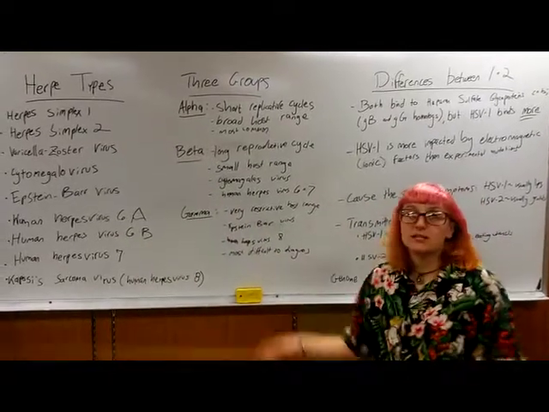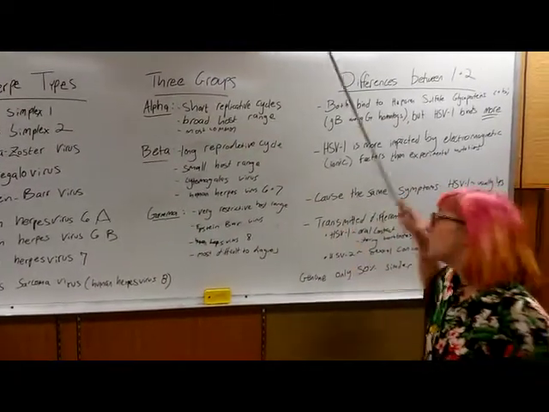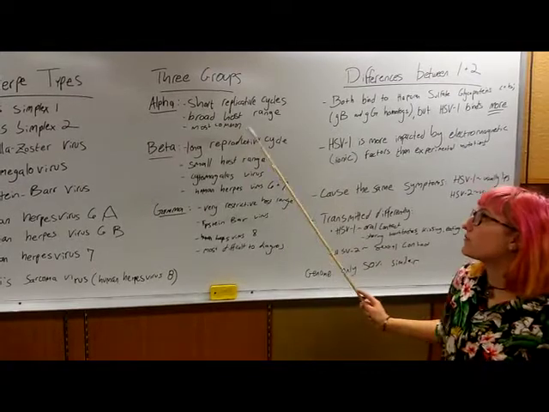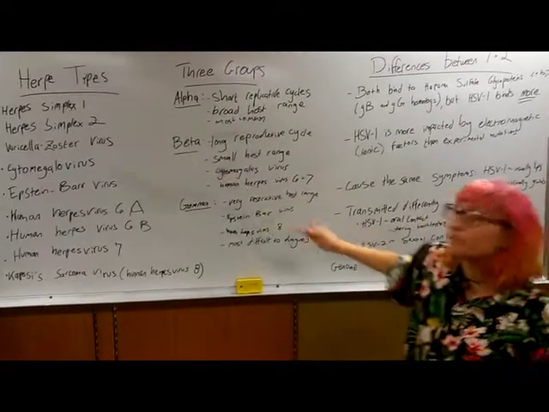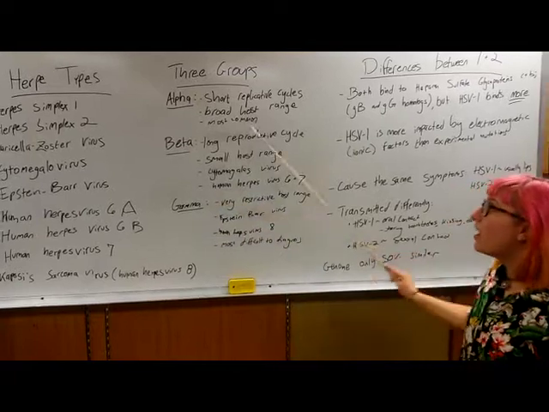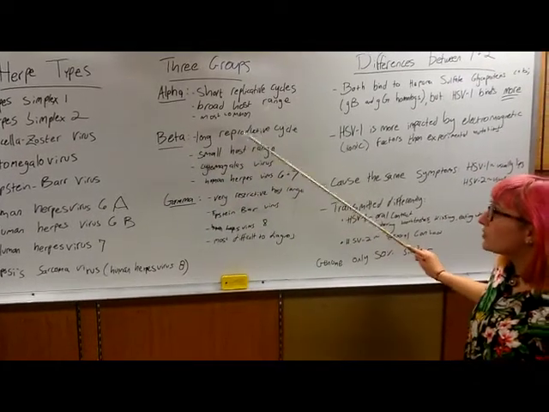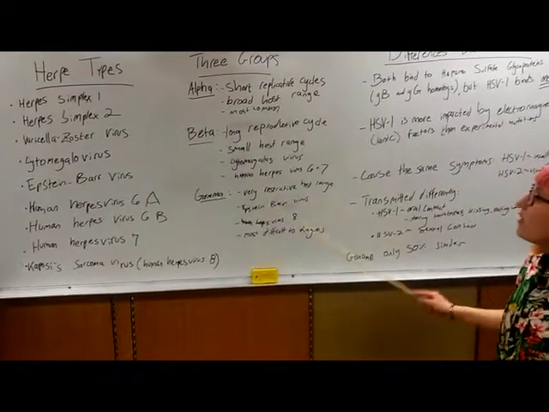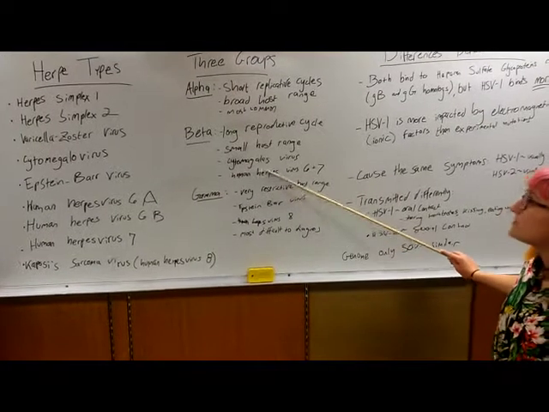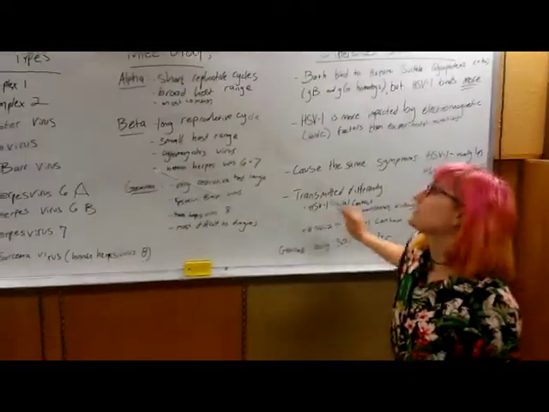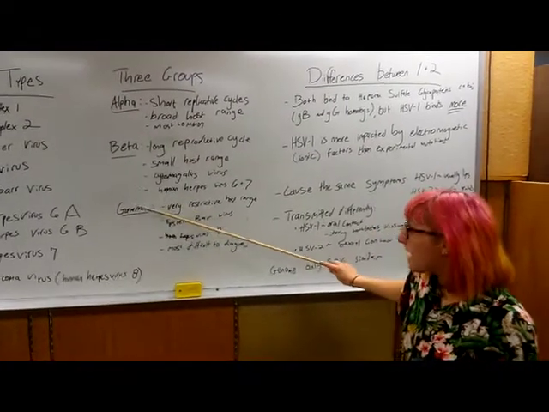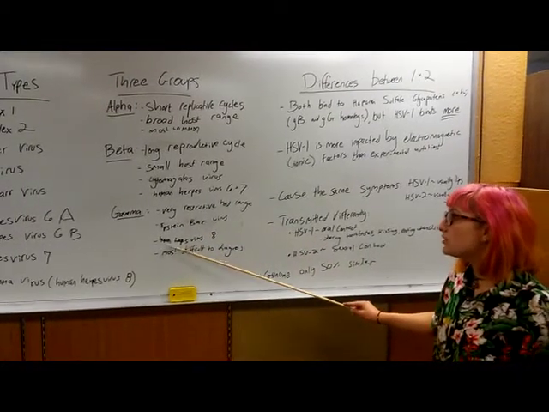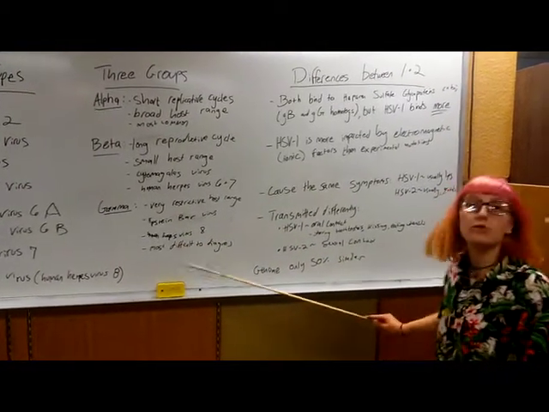Now, all of these types of viruses are divided into 3 main groups. Alpha viruses have a short replicative cycle and a broad host range, and they're the most common, so herpes simplex 1 and 2 would fall under the alpha type. Beta viruses have a long reproductive cycle and a small host range, and examples are the cytomegalovirus and the human herpes virus 6 and 7. And the last type is the gamma virus, which has a very restricted host range and includes the Epstein-Barr virus and the human herpes virus 8, and it is the most difficult to diagnose.